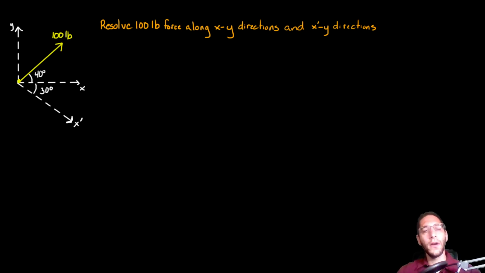Now let's look at what we want to do if we want to resolve this along this x prime y axis. Again, the first step is drawing in the axes that we're looking at. So right here is going to be x prime. Right here is going to be y. And again, let's make this a dotted line so we don't get confused. And draw in that 100-pound force.